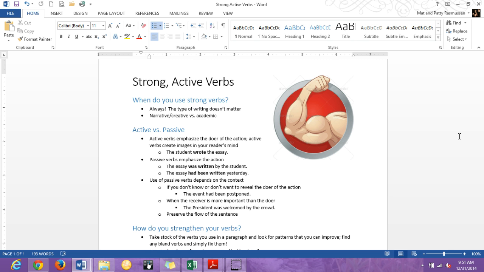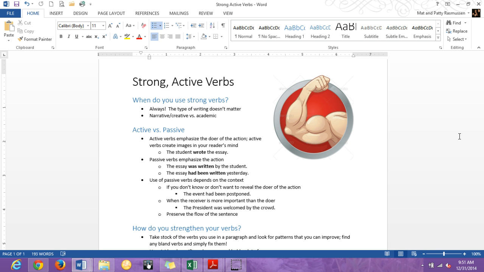So, of course, a verb is the action word in any sentence that you have, and in order to have a complete sentence, you have to have a verb. So, obviously, you're going to have a lot of verbs in any essay that you write, because no sentence would be complete without them. So, when would you use strong active verbs? And of course, I'm going to get to examples as to what exactly they are.